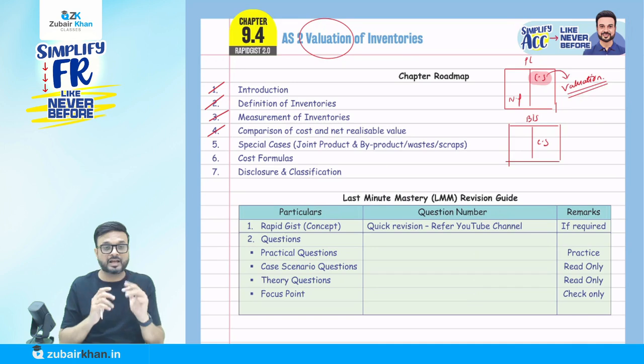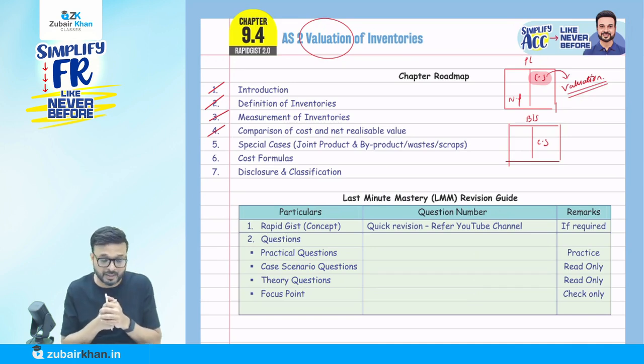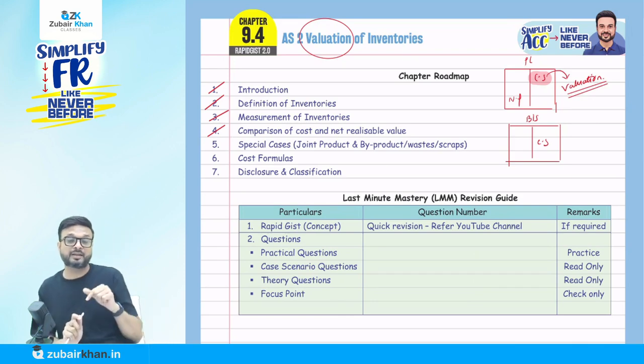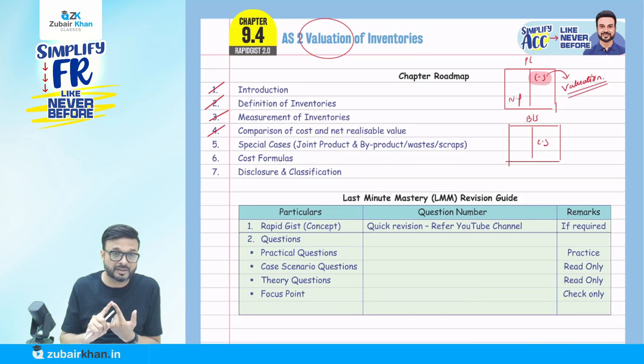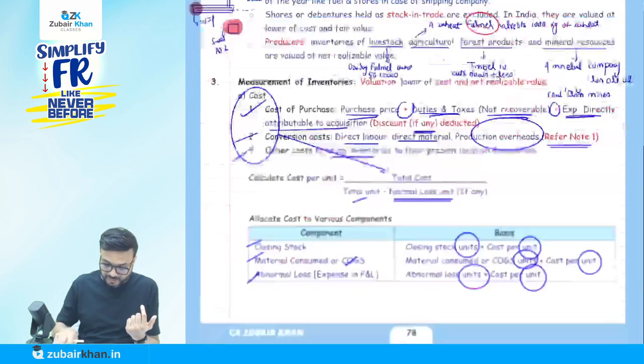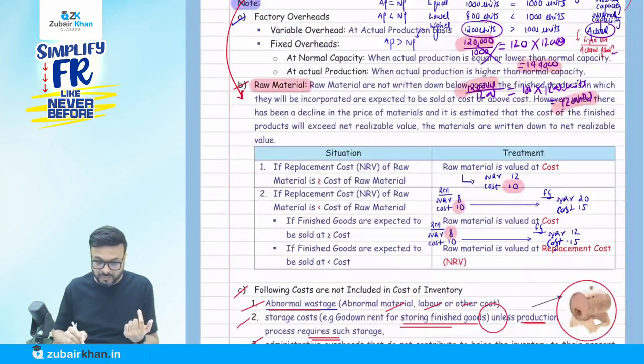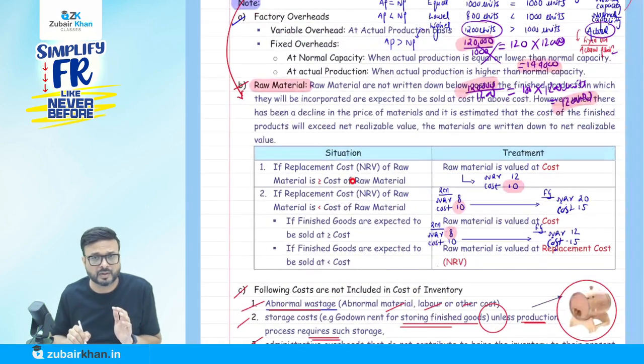Okay, what is the NRV of raw material? Replacement cost. But one exception: when we do the comparison of cost or NRV, whichever is lower, remember that in the case of raw material, if my NRV is going to be more than the cost, no problem, it will be recorded at the lower, that is cost.